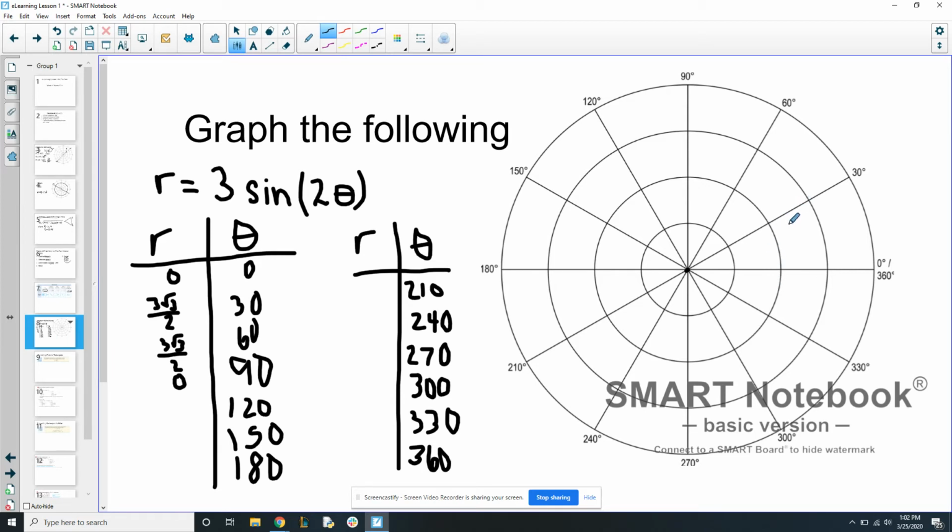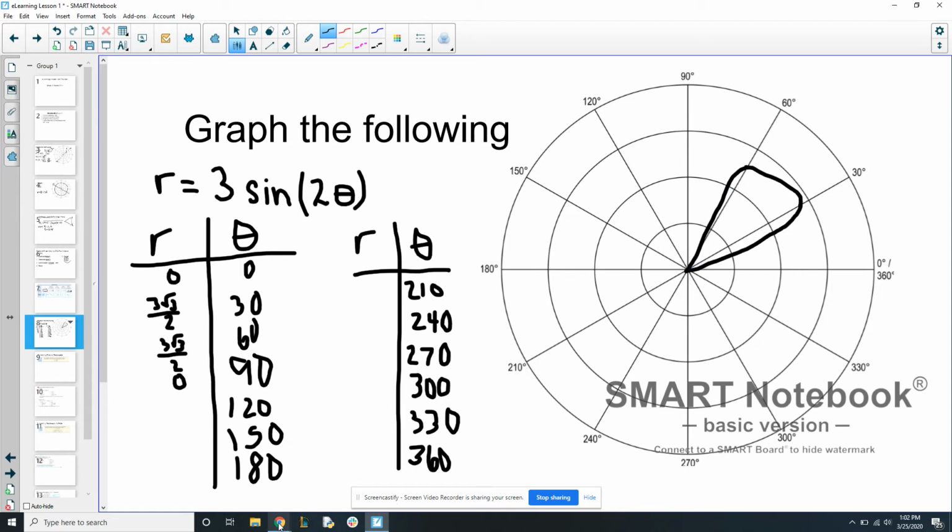So we're going to say, okay, at 30, we're here. At 60, we are at that same value. So here. And then we're at 90, we're back at 0. So we're going like that.